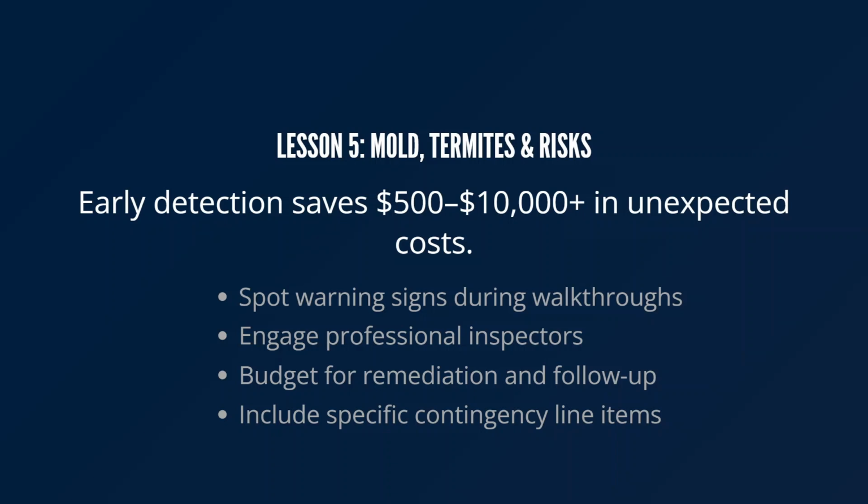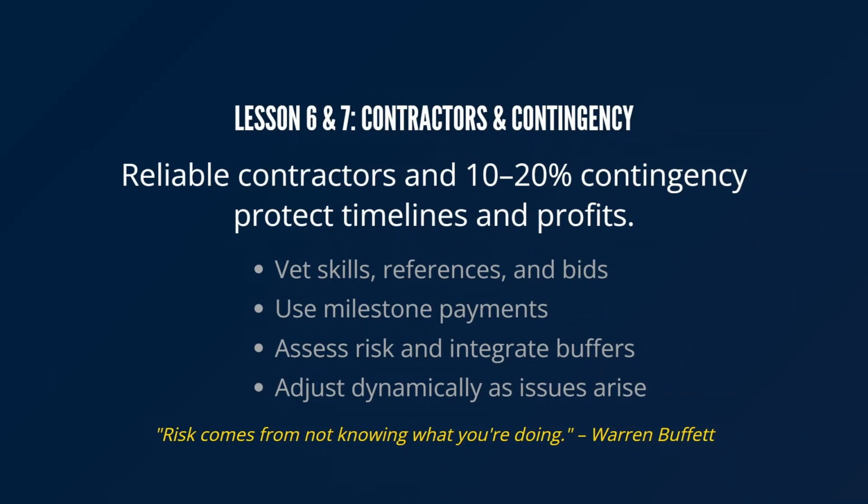Contractor management and contingency planning go hand in hand. Choose contractors wisely, vet their skills and references, and always get multiple bids. Use milestone payments rather than paying up front, and allocate 10 to 20% of your budget for unexpected costs. Even the most thorough plan can't predict every issue. As Warren Buffett wisely said, risk comes from not knowing what you're doing. With proper contractor management and built-in buffers, you minimize that risk and protect your returns.